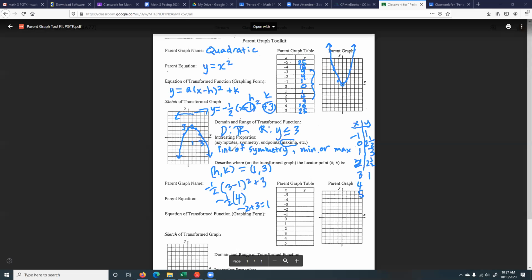Okay, it does have a line of symmetry. The line of symmetry goes through 1, so that is the line x equals 1. You need to be able to write that line of symmetry for any graph that has symmetry. X equals 1. It's going to be the same as whatever your x coordinate is. That's what the line of symmetry is going to equal. X equals 1.